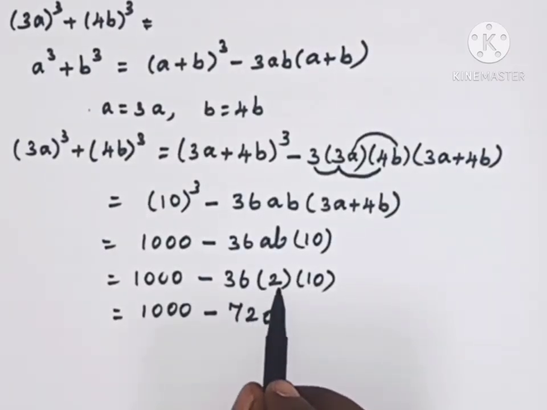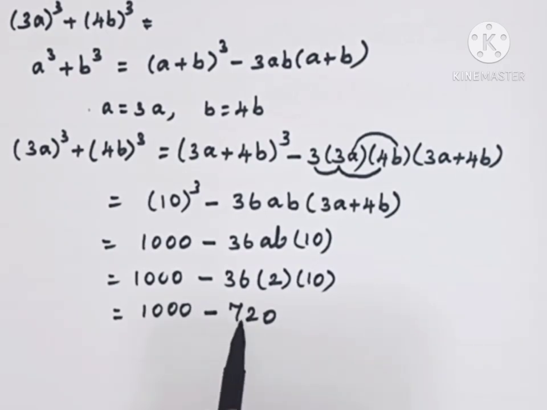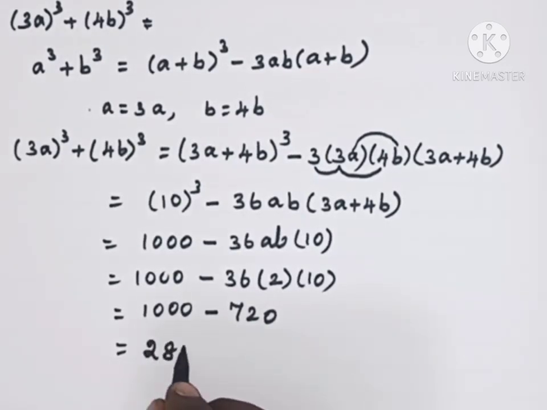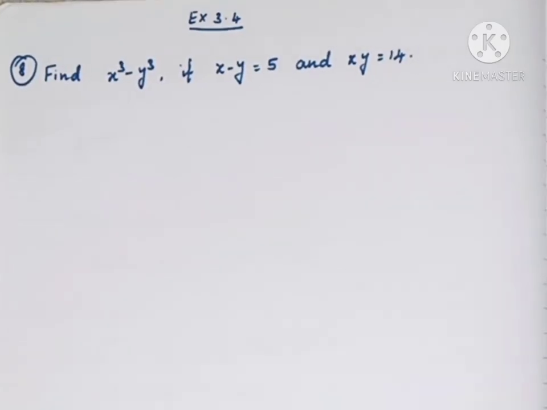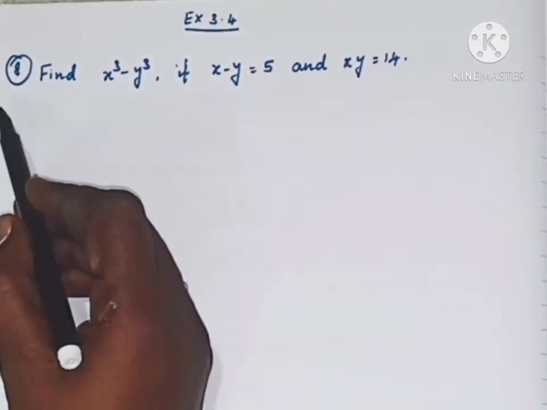36 into 2 is 72. 72 into 10 is 720. So 1000 minus 720 is nothing but 280. This is the answer for the exercise 3.4 8th sum.